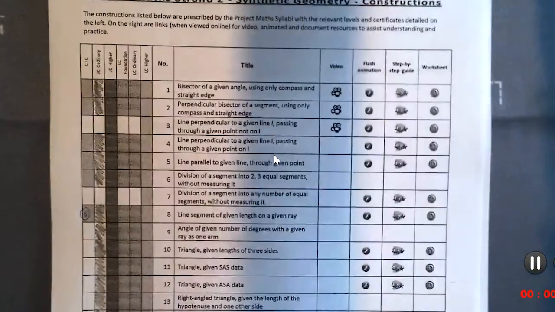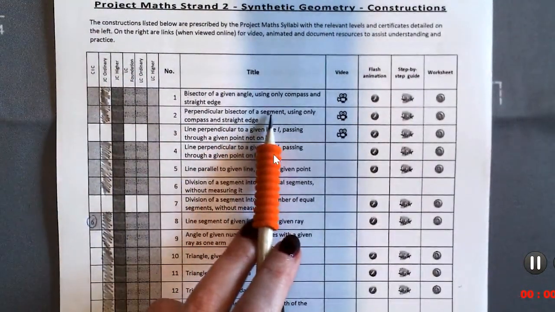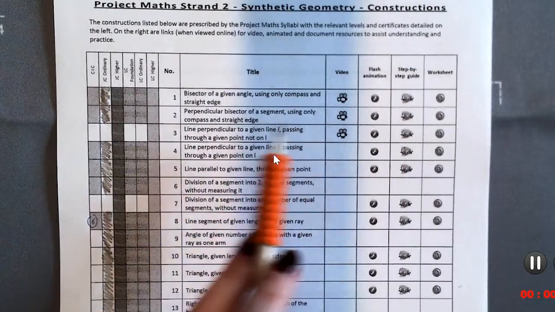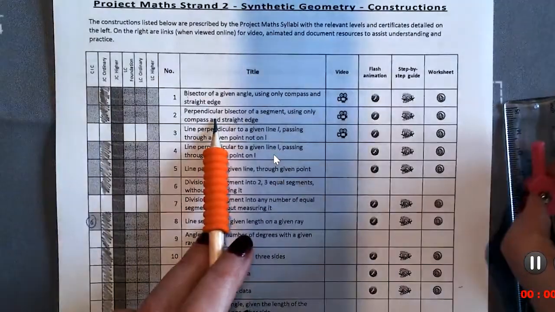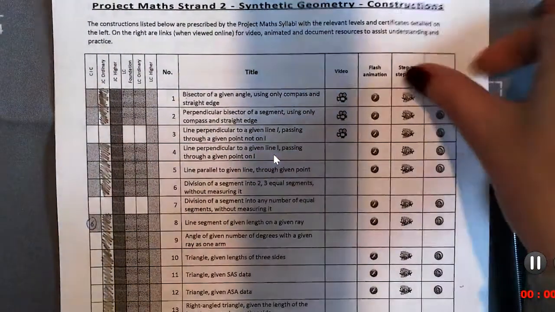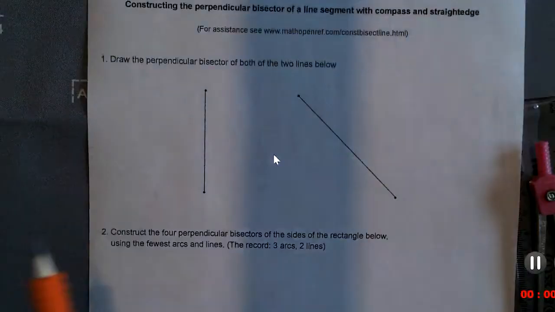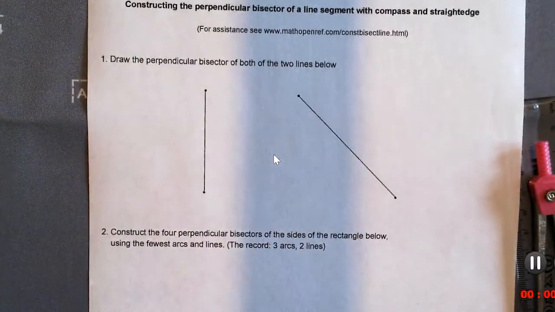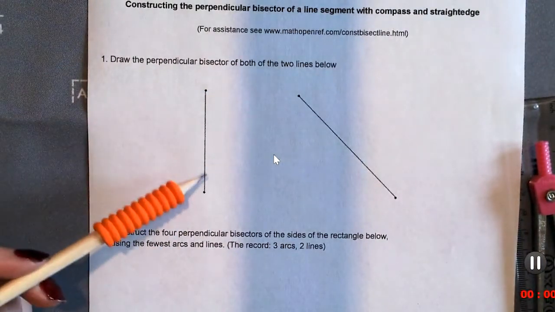The next construction on our list is the perpendicular bisector of a segment, or in other words, bisecting a line, using again only our compass and our straight edge or our ruler. The worksheet that I've downloaded is this one. It says draw the perpendicular bisector of both of these lines below.